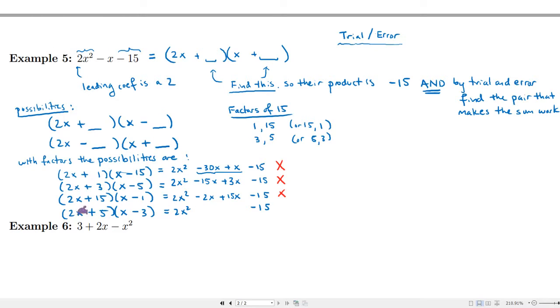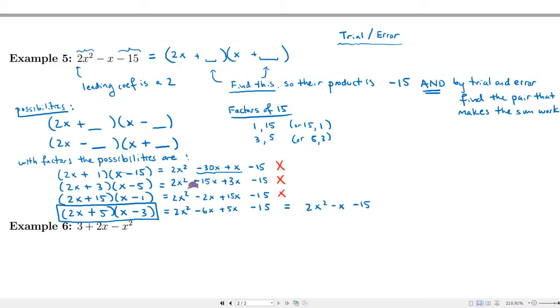So we will have minus 6x and plus 5x. And yes, that looks like it is our solution. Whoops, minus 6x plus 5x is the minus x, right? Because minus 6 plus 5 is minus 1. So minus x minus 15. So this is the correct factorization right here.